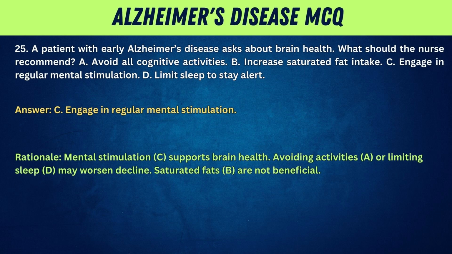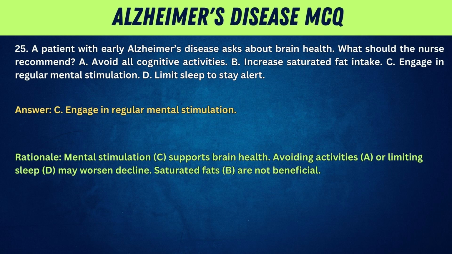25. A patient with early Alzheimer's disease asks about brain health. What should the nurse recommend? A. Avoid all cognitive activities. B. Increase saturated fat intake. C. Engage in regular mental stimulation. D. Limit sleep to stay alert. Answer. C. Engage in regular mental stimulation.